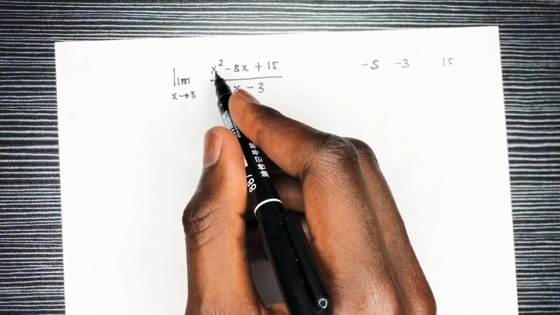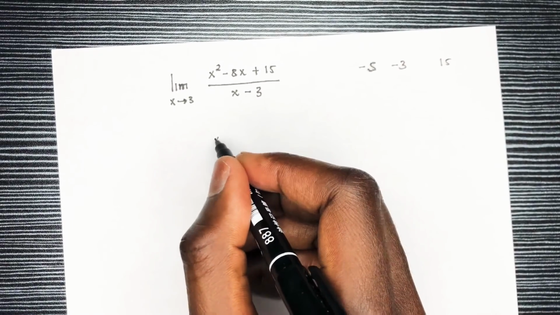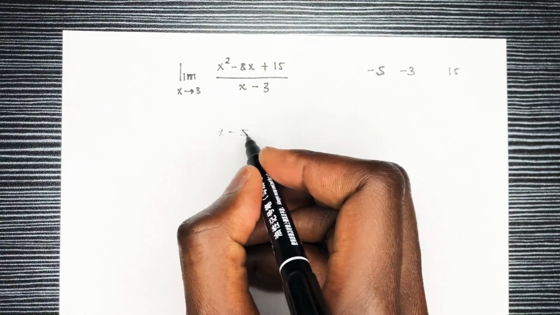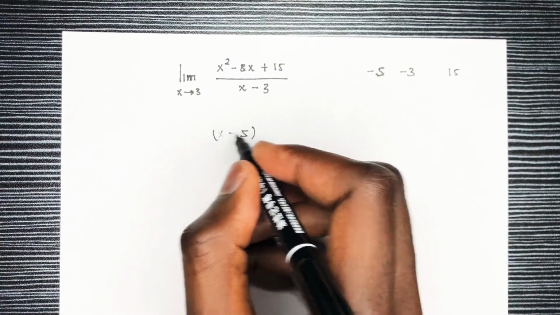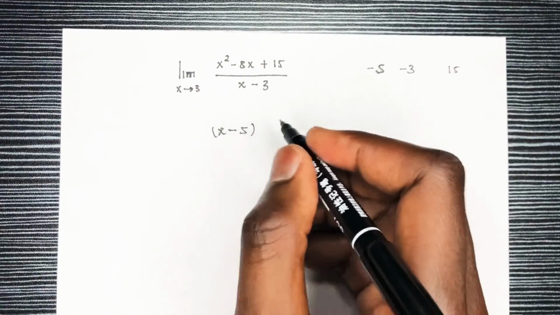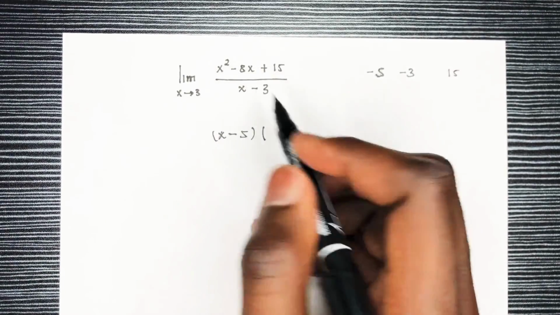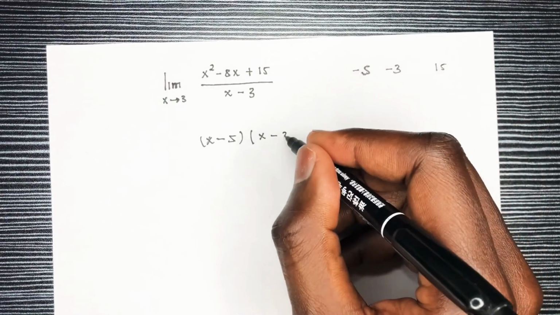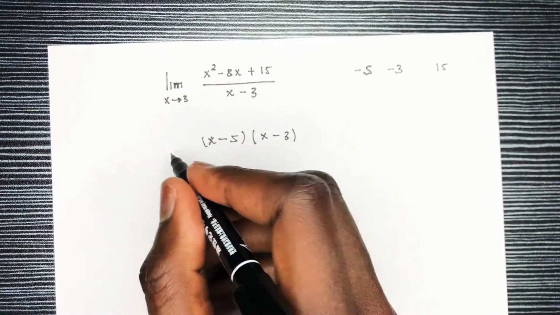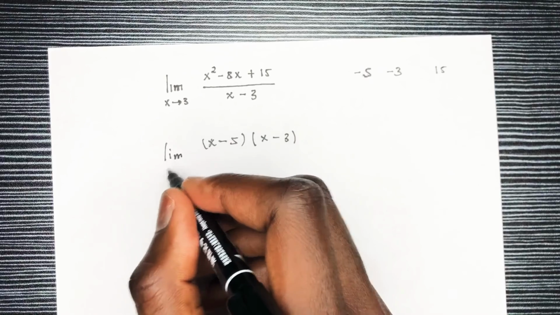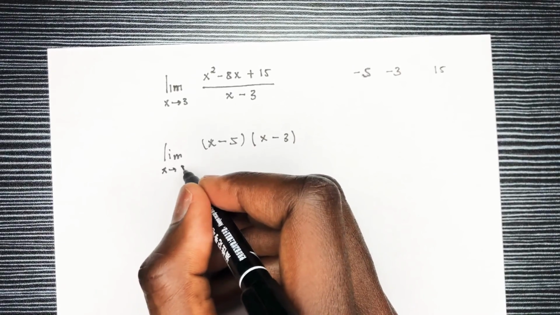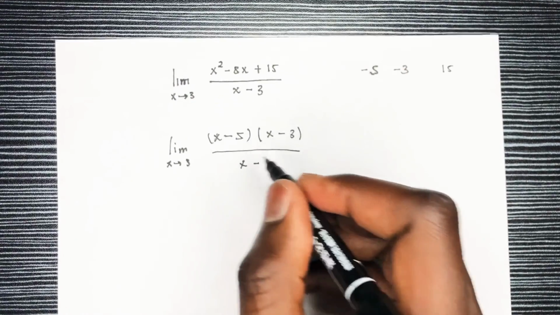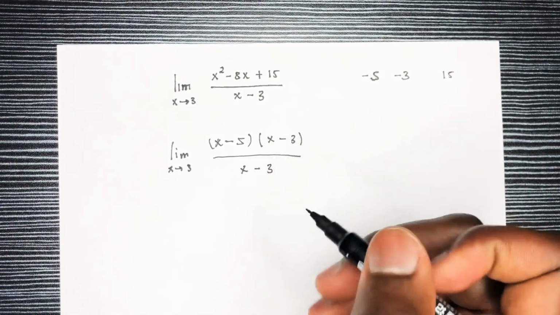And then we can create this: x minus 5 in parentheses, times another x minus 3. Sorry guys, I forgot to put the limit. The limit as x approaches 3, over x minus 3.